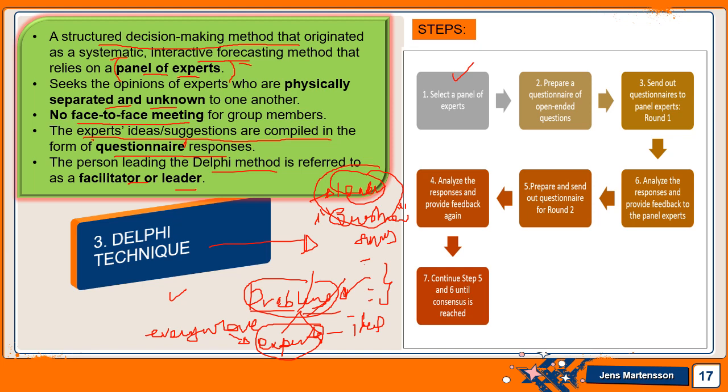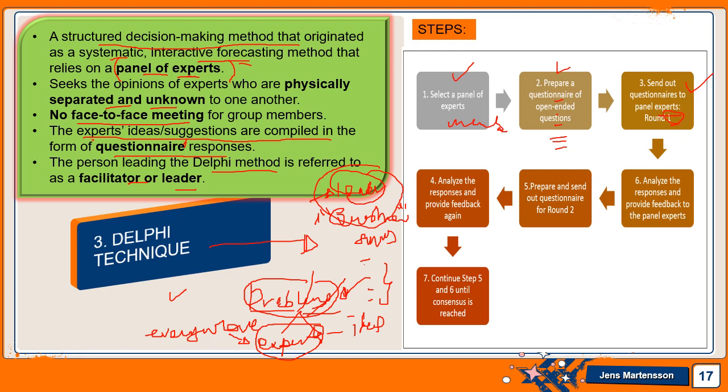First is to select a panel of experts who are the group members. And the leader will prepare a questionnaire of open-ended questions. Open-ended here means soalan macam essay lah. There is no true, false and objective. Okay, no choices for the answers. So the experts or the group members here just write down their answers in their own unique way. Then the questionnaires will be sent out to the panel of experts. That is round number 1.